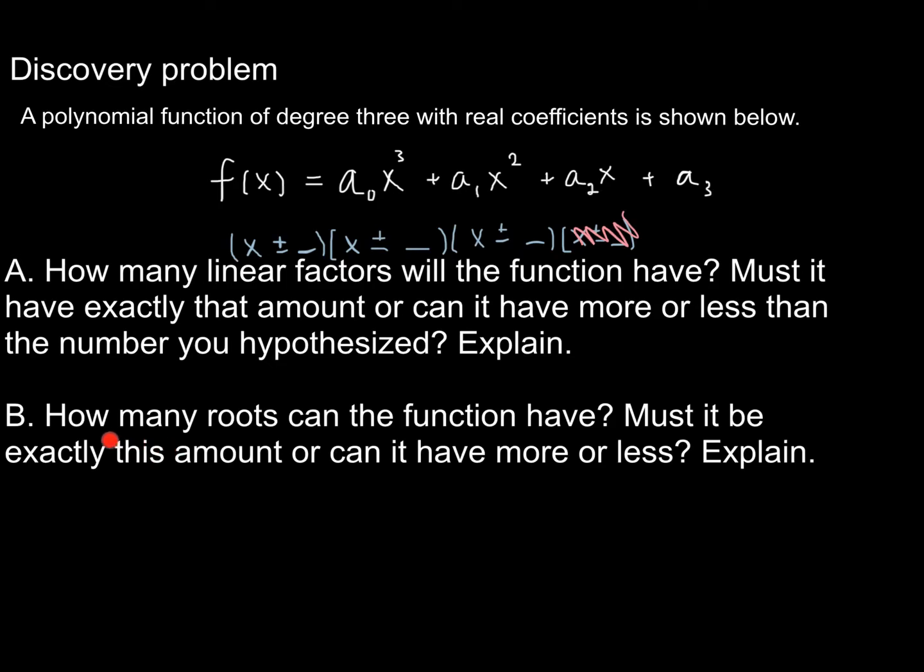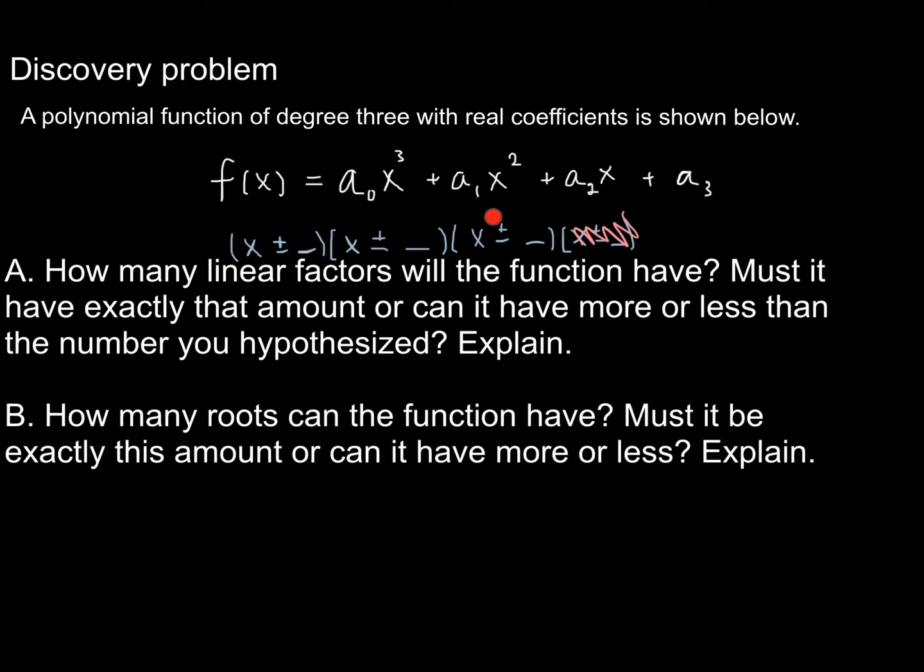So for part B, how many roots can the function have? We can look back to our linear factors. We know it has to have exactly 3. And we know that a root is an x value that makes the function 0. Well, if these are all linear factors, there's only one value that can make each of them 0. So there's one thing that makes this 0, one x value that makes this 0, and one x value that makes this 0. So there are how many things that would make the whole function 0?